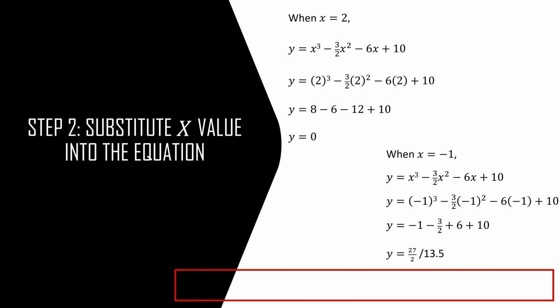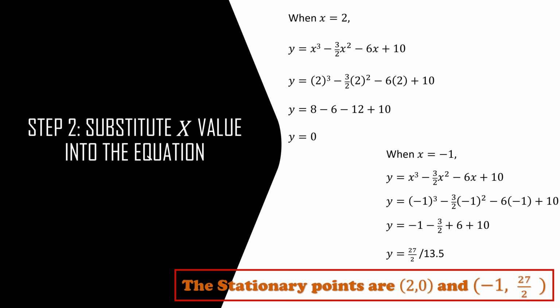From this we know that when x equals 2, y will be 0. When x equals negative 1, y will be 27 over 2. The stationary points are (2, 0) and (negative 1, 27 over 2).